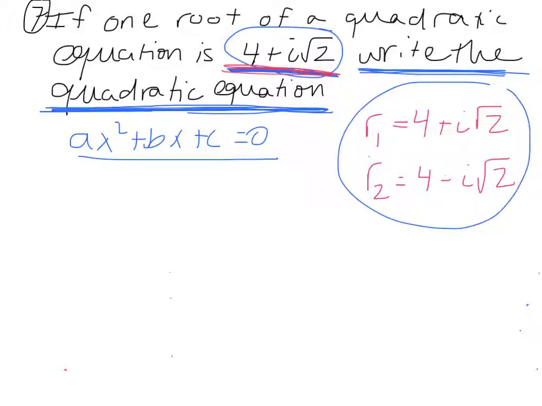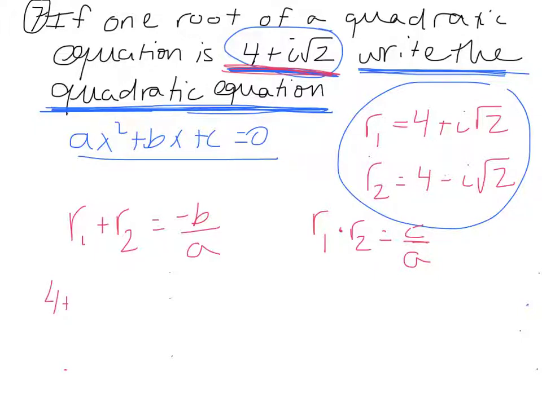What we use is the two formulas for the sum of the roots, that's negative b over a, and the product of the roots, root 1 times root 2 equals c over a. This is how we would find our a, our b, and our c, given that we know root 1 and root 2. So we add the two roots, 4 plus i radical 2 plus 4 minus i radical 2. These become 0. 4 plus 4 is 8 over 1. That's negative b over a.